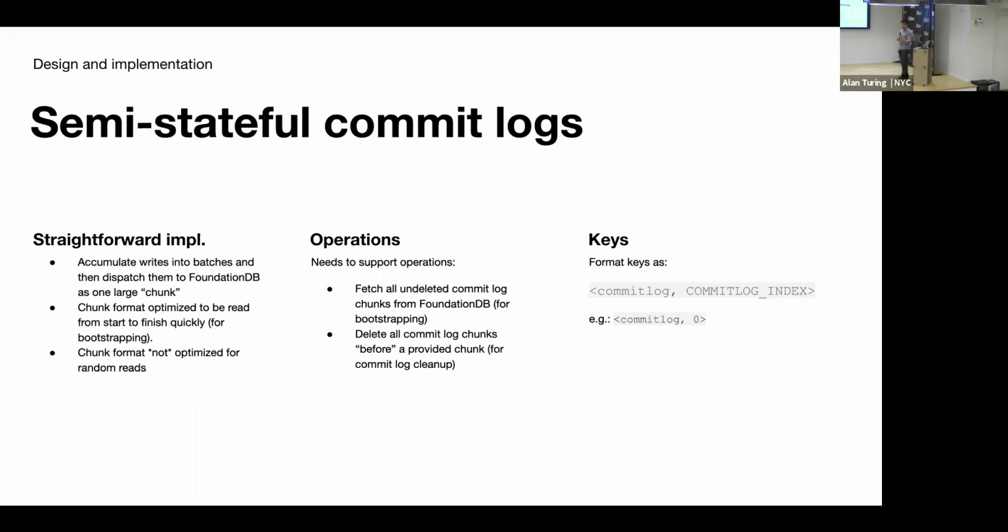And then just in terms of how I formatted my key, I just use monotonically increasing numbers. So it goes commit log 1, commit log 2, commit log 3. This turns out to be really easy, again, because you have transactions. So implementing a monotonically increasing number is not hard.